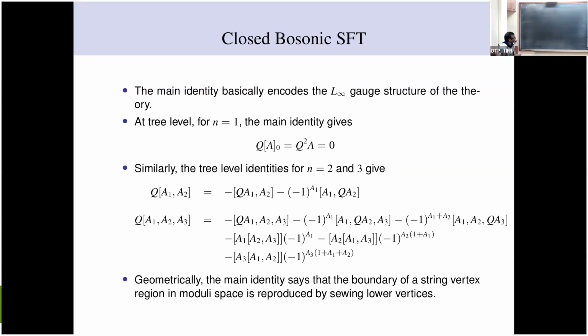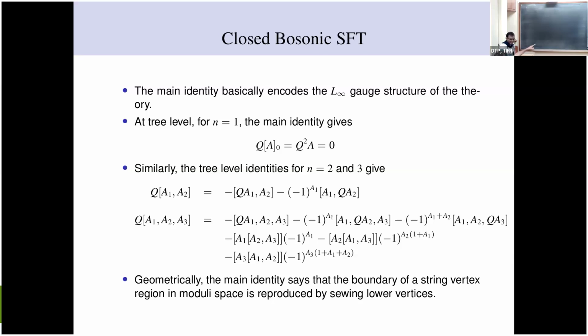But for n equal to 4, where you have a sphere with 4 punctures, then this identity gives you this. So these 3 terms now represent various degeneration limits, when the unfixed puncture goes close to, say, one of these fixed punctures.